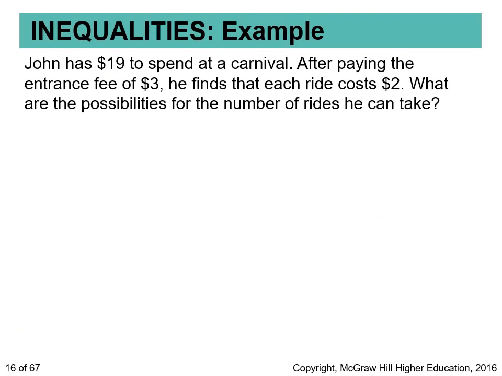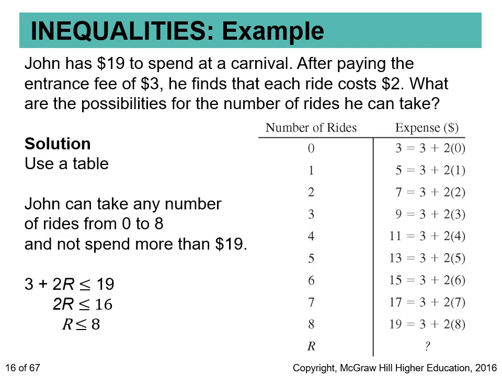Okay, let's look at inequalities, because those are also useful in math and daily life. John has $19 to spend at a carnival. The entrance fee is $3. Each ride costs $2. How many rides can he take? So you might start by making a table, $3 if he rides nothing, and then $2 for each ride he takes. So you can see the chart goes up by odd numbers and stops at 19 because that's all the money he has.